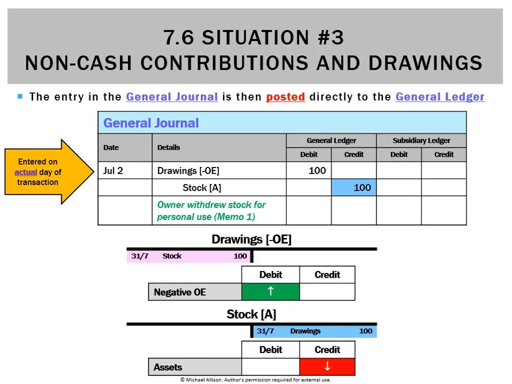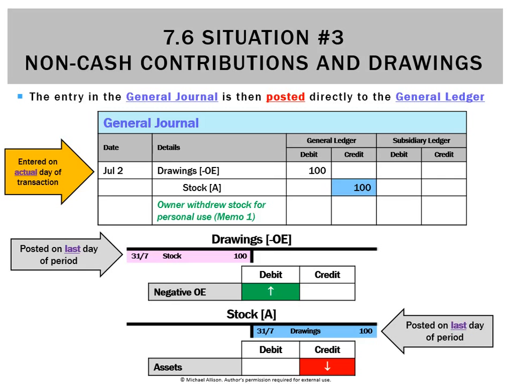Actual date always used in the general journal, and last day of the period always used in the general ledger.